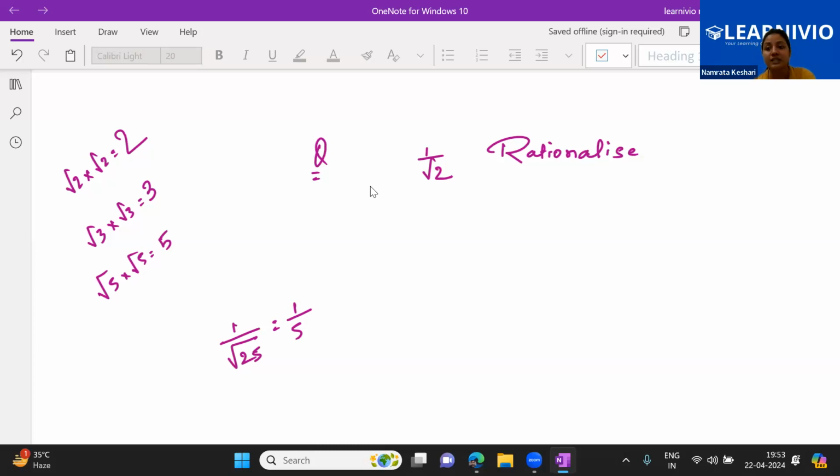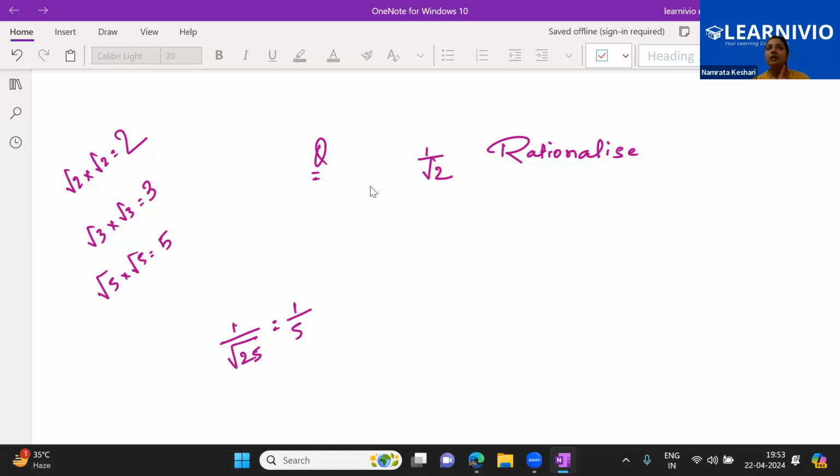Again, I would repeat, this is not only here, everywhere you will see it. Whenever we end up getting an answer like 1 by root 2 while doing any calculation, one more step we have to perform, that is to rationalize it. So here we are learning how to rationalize, and we will be applying it everywhere.